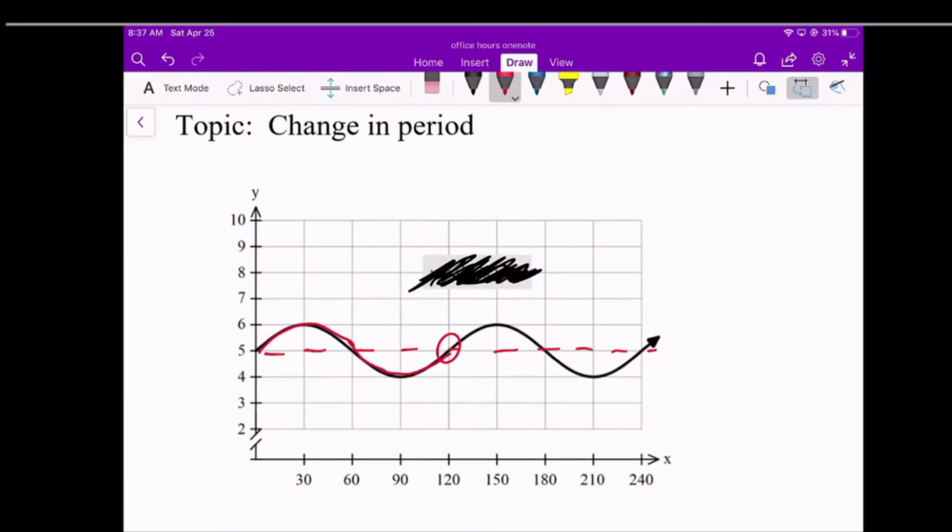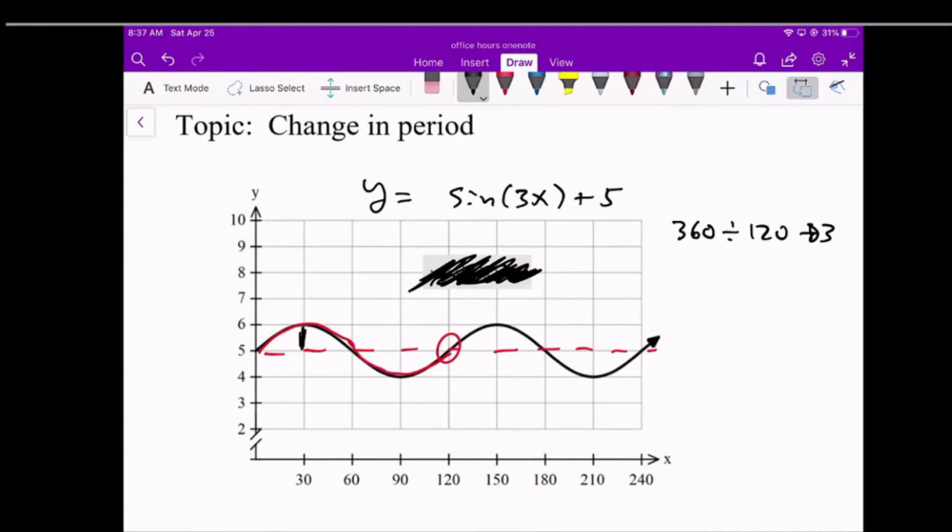So it took 120 to complete the first wave. The period is 120, so we're going quicker than normal. 360 would be normal, divided by 120 is 3. We went 3 times as fast. So our equation is going to be sine of 3x, because 3 times as fast, plus 5 for the baseline, and that just leaves the amplitude.